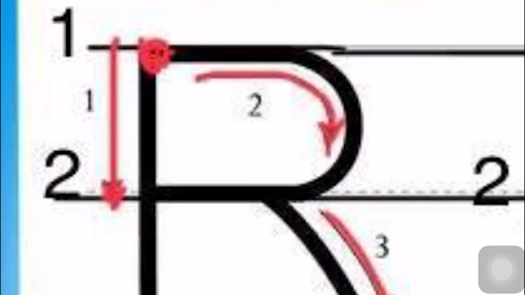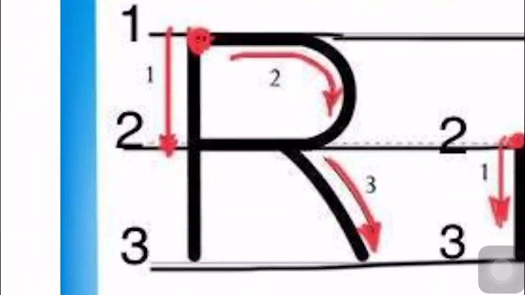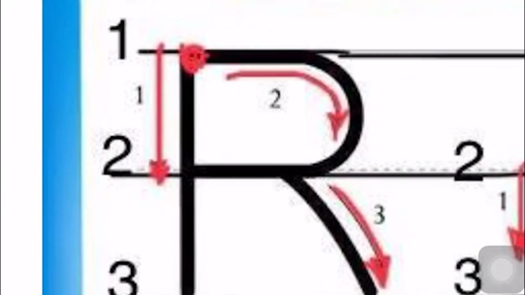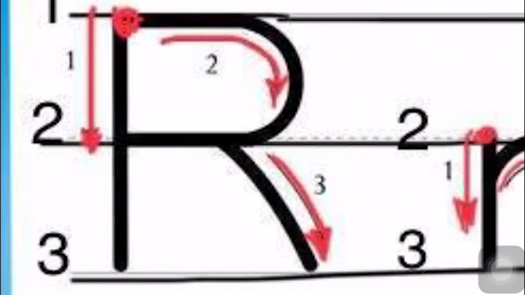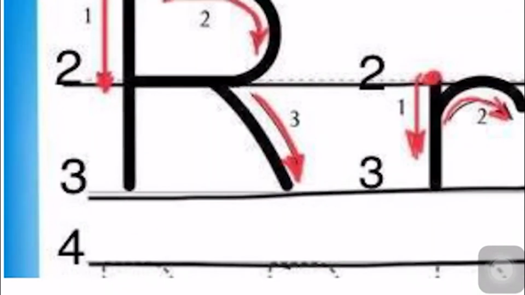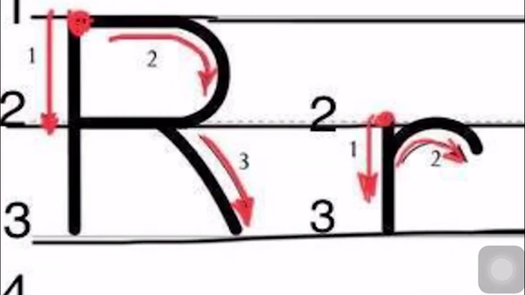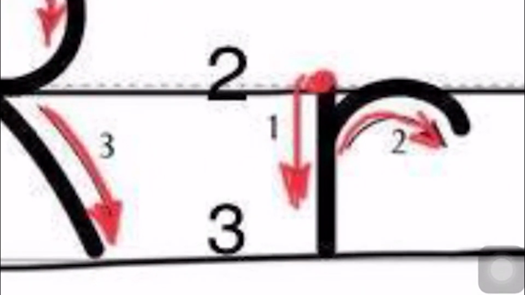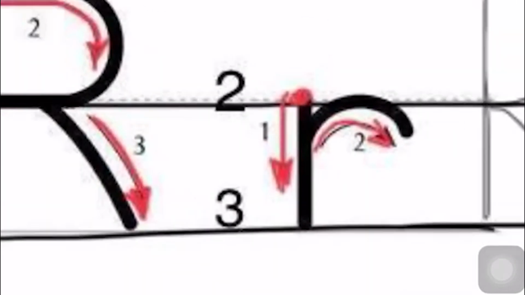So how do we write this letter? As always, we start from this red dot. As the arrow shows, we go down. And then we go back to this red dot and try to draw a circle, or half a circle. And then we go back to the third line, so we have capital R. While a small r is totally different. It starts from this red dot, and then we go down and we go up in order to draw it.